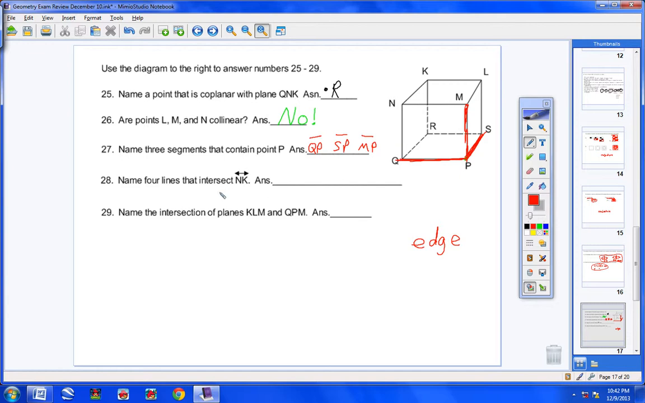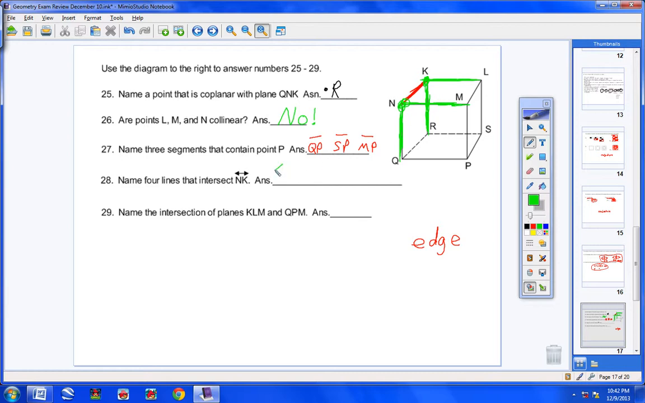Name 4 lines that intersect line NK. Well, here's line NK. Now we got to find 4 lines that hit that line segment or that line NK. Well, here's one. It hits it right here. Here's one. And my pen's kind of freezing up, guys. Sorry about that. Here's one, and it hits NK right here. Here's one. It hits NK right here.